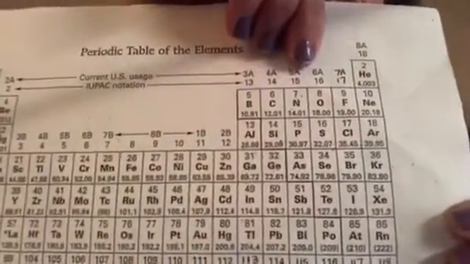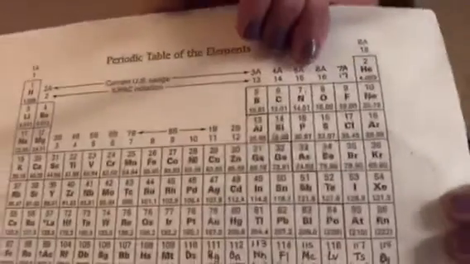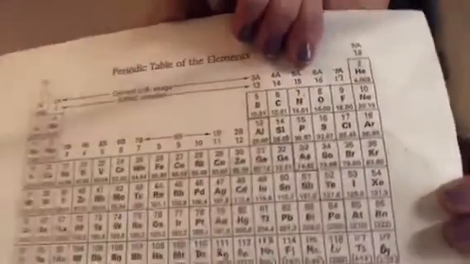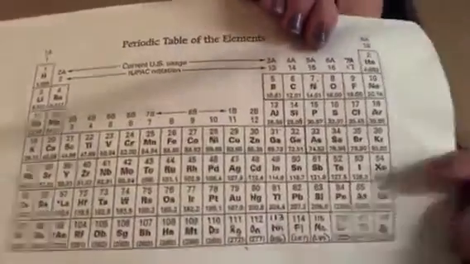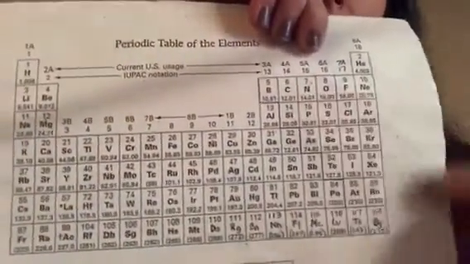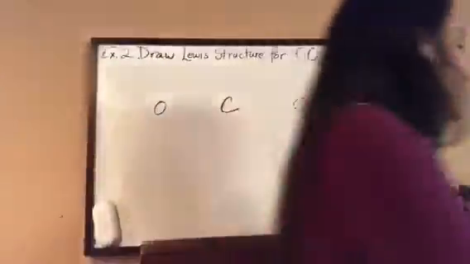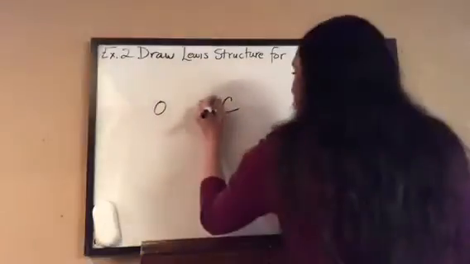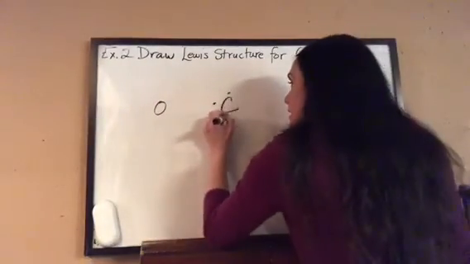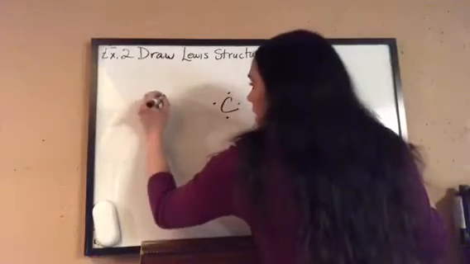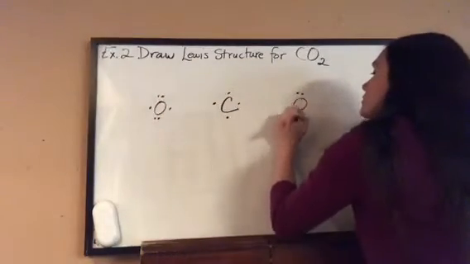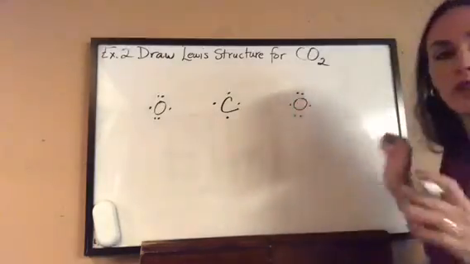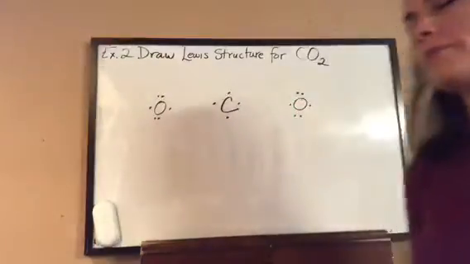Oxygen is in group 6A. Six valence electrons. That's what we care about. Those are the electrons that could participate in bonding. We don't care about the total eight. We just focus on the valence electrons. All right, carbon's in group 4A of the periodic table. Oxygen is in group 6A. So I'm going to draw the valence electrons around each atom.